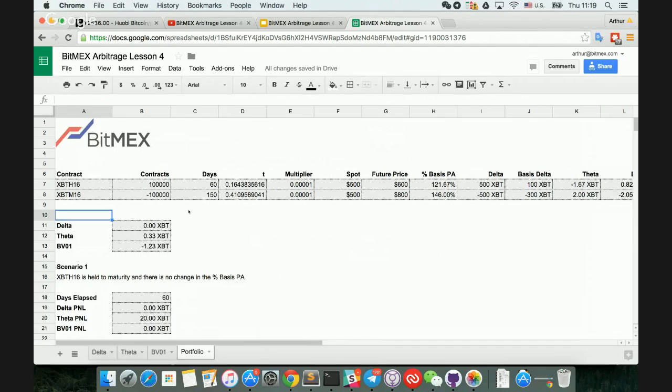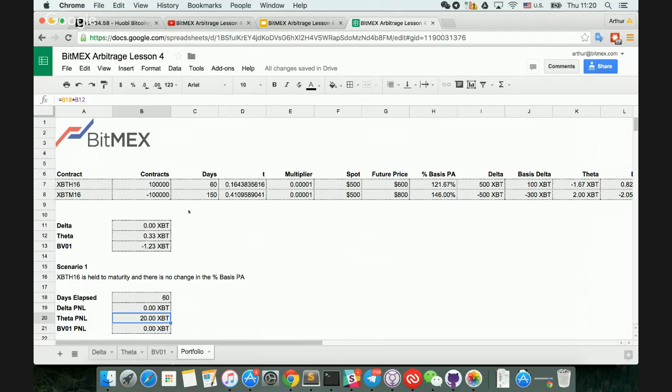Now we put this trade on, and there are different scenarios that can happen with the future outcomes, and we have to think about how we'll respond to them. The first is, assume that you hold the H16 to maturity, and there's no change in the relative percentage basis per annum. So what is your theta P&L? How much money have you made? You've made 20 Bitcoin or so, because you make 0.33 Bitcoin per day, 60 days have elapsed, and so this is what you have earned in aggregate on the portfolio.